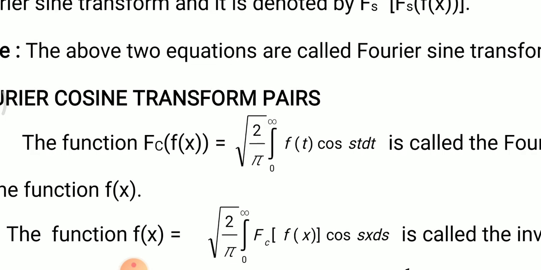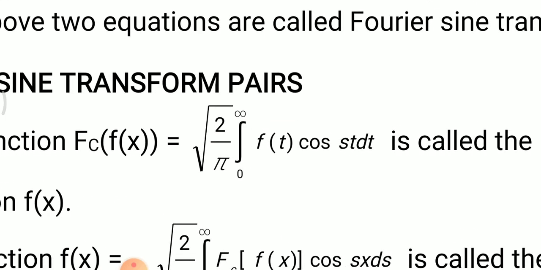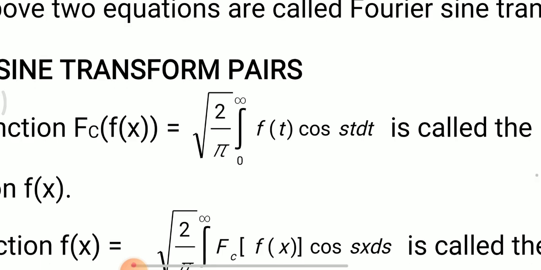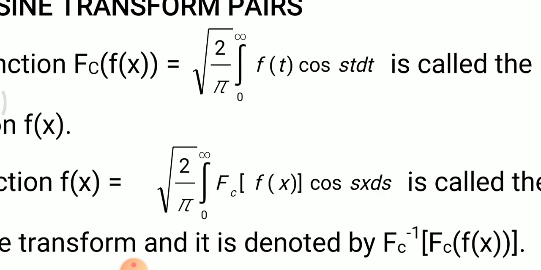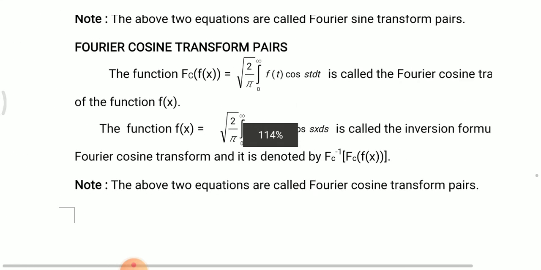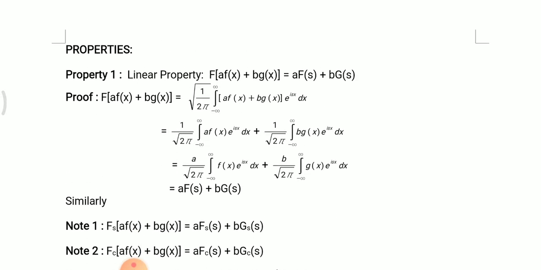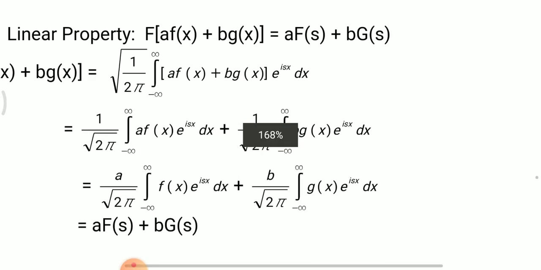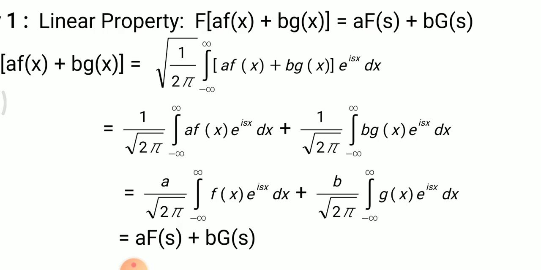Cosine transform, similarly: Fc of f of x is equal to root of 2 by pi, integral 0 to infinity, f of x or f of t, into cos st dt. The inversion formula for the cosine transform is small f of x equal to root of 2 by pi, integral 0 to infinity, capital Fc of f of x into cos sx ds. So these are the initial basic formulas. Now we are going to discuss some properties.